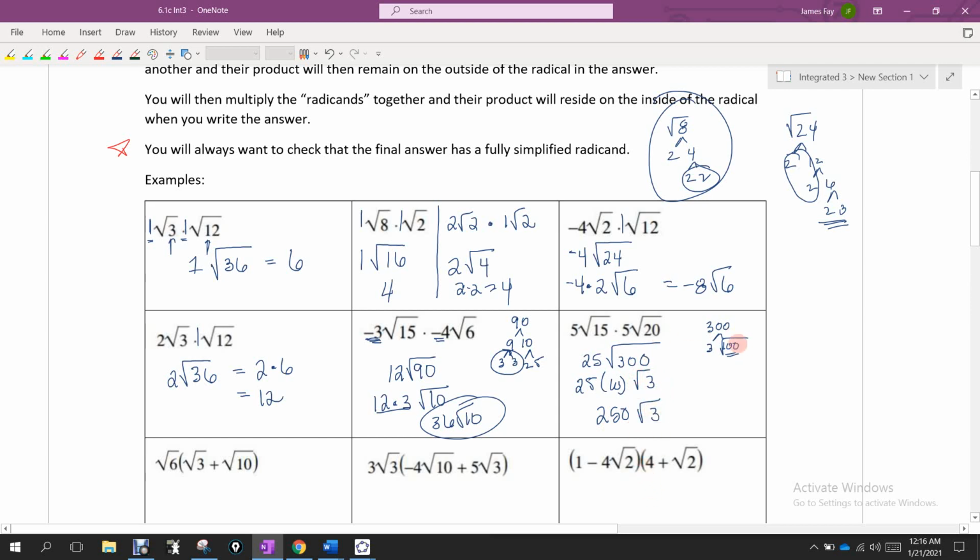radical 3. If you don't like it that way, obviously you can do it this way: 300 goes down to 3 and 100. 100 goes to 10 and 10. 2 and 5, 2 and 5. And then you've got two 2's, so that can come out. You've got a 5 and a 5. That can come out. And then this 3 doesn't have a partner, so it stays underneath. So we get 10 radical 3. And there's the 10 radical 3 that we realized.